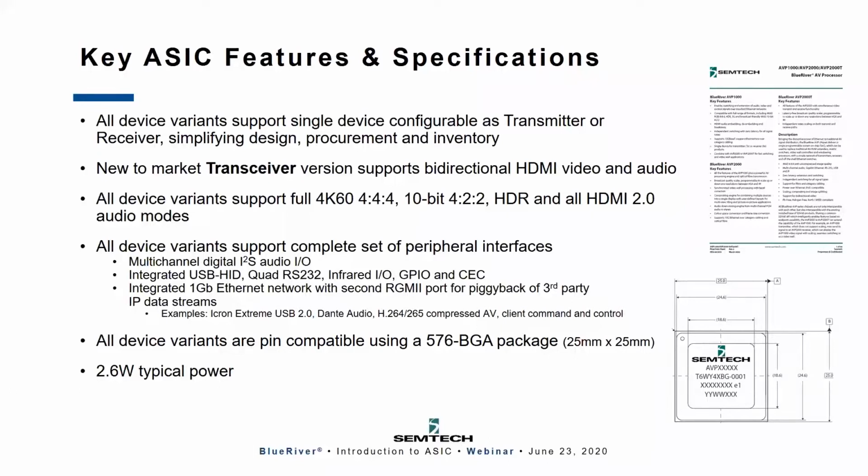All device variants are fully pin compatible using a 576 BGA package at about 25 millimeters by 25 millimeters. And the real key advantage is the power. With an FPGA-based system, typically an FPGA that you would use to do 10 gig networking is going to run in somewhere in the 7 watt range, maybe even higher, depending on the number of features you have running. With our ASIC, with all features running, full-blown transceiver operation, typical power is around 2.6 watts. So there's a significant power saving there.